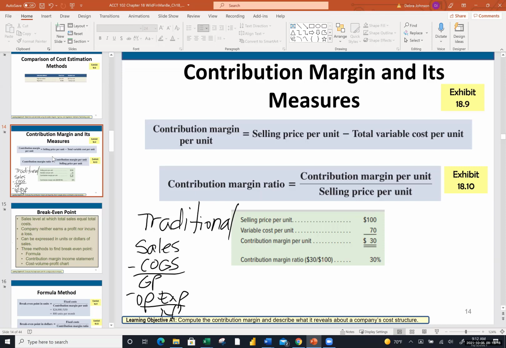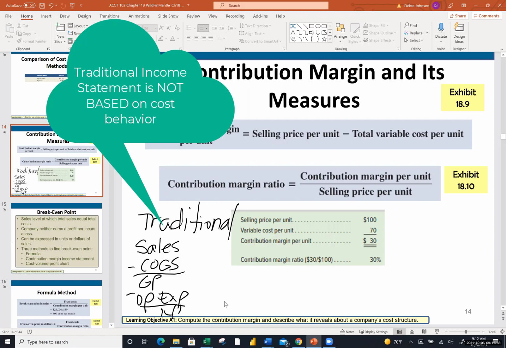Our income statements are about to change because we're interested in making internal decisions and forecasting. Should we do this or should we do that? Should we increase our sales price? Should we decrease our sales price? We have to have a way to forecast. And the problem with this traditional income statement is that the cost behavior is not there. Part of cost of goods sold is variable, part of it's fixed. Part of the operating expenses might be variable, part of them are fixed.